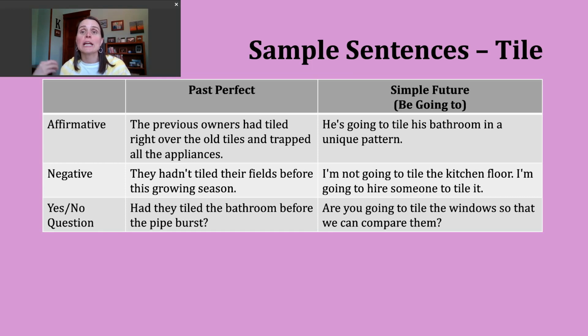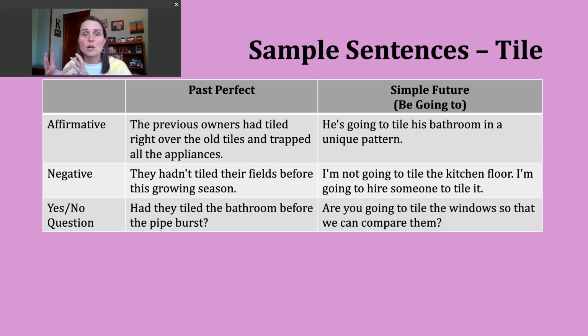Now let's talk about sentences in the simple future. There are many ways to talk about the future, but today we're going to focus on sentences that use be going to. Be going to is very common as people discuss their plans. And to make sentences with be going to, we must pay attention to our subject.